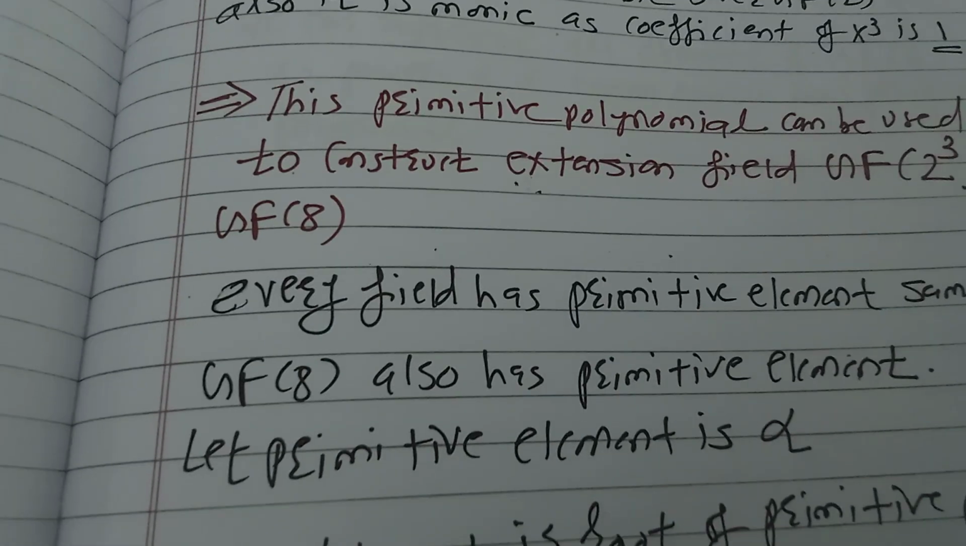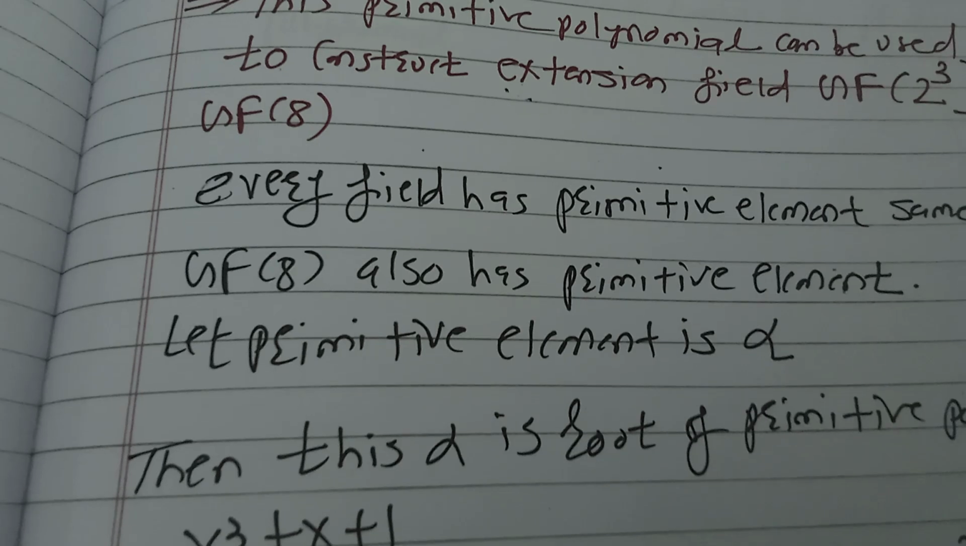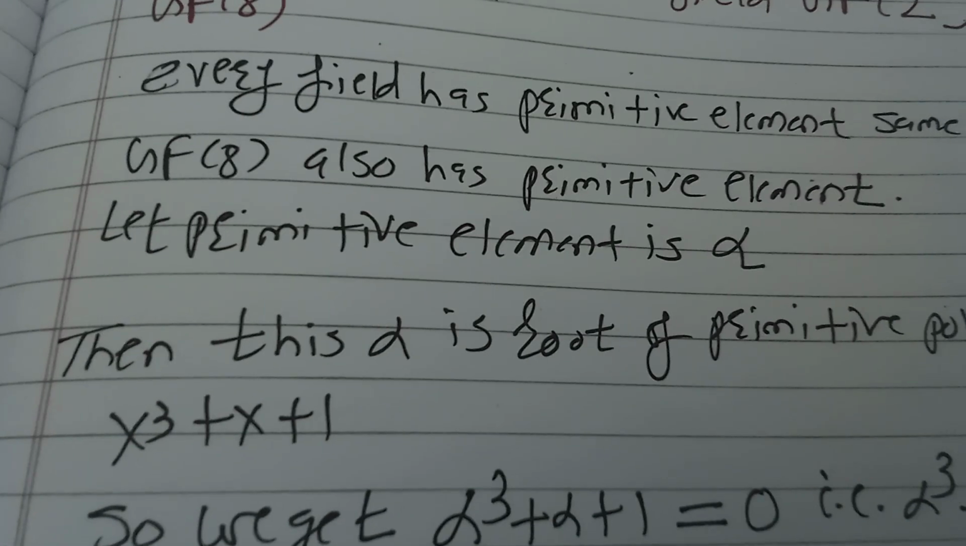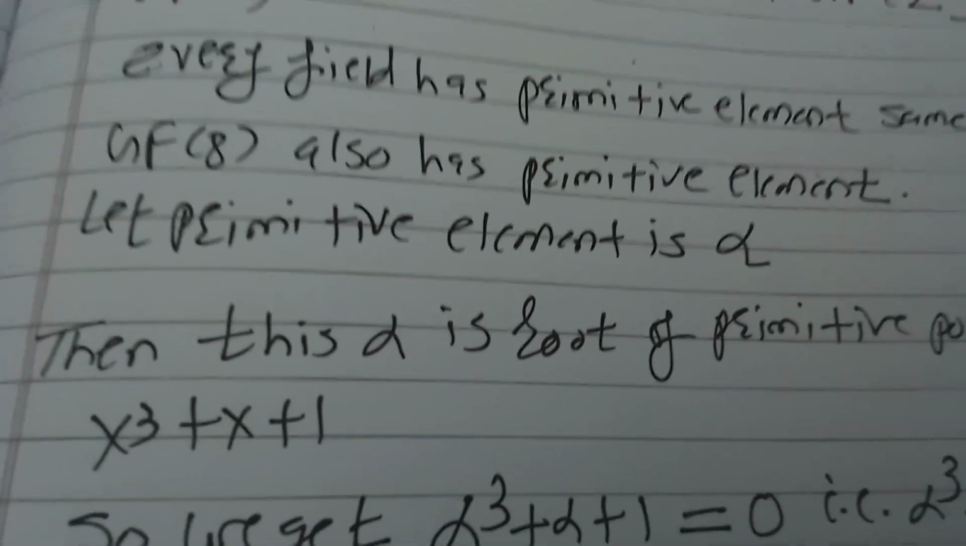So that alpha is the root of this primitive polynomial. So alpha cube plus alpha plus 1 is equal to 0, because alpha is the root of the primitive polynomial.